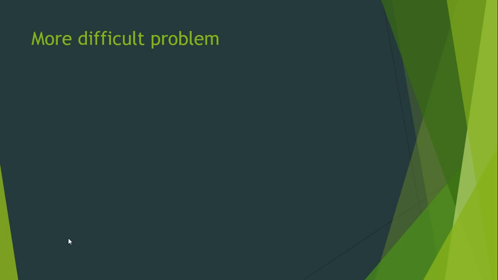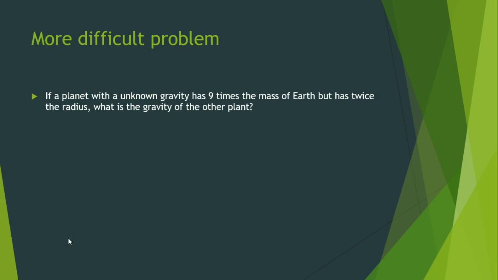So moving on, here's a more difficult problem, but the same principle. If a planet with unknown gravity has 9 times the mass of Earth, but has twice the radius, what is the gravity of the other planet? And the great thing about this problem is you do not need to know any information about the radius of the Earth or the mass of the Earth. You just use a comparison. So we're going to solve this problem just by using this equation and our math comparison skills.